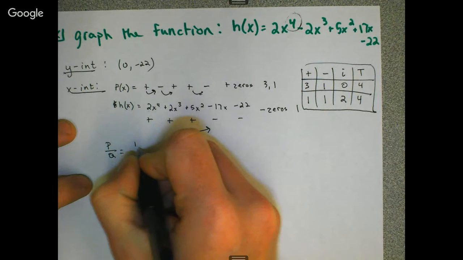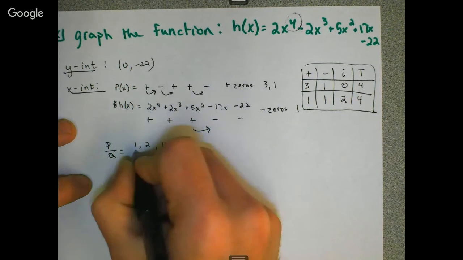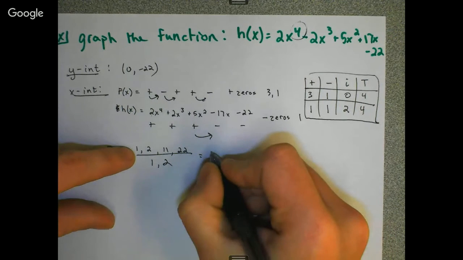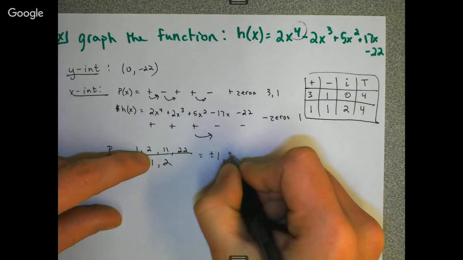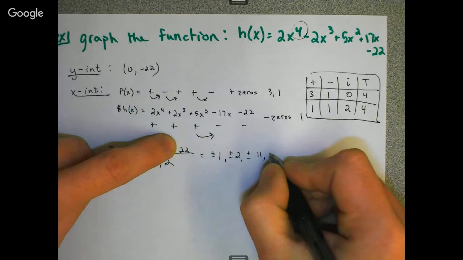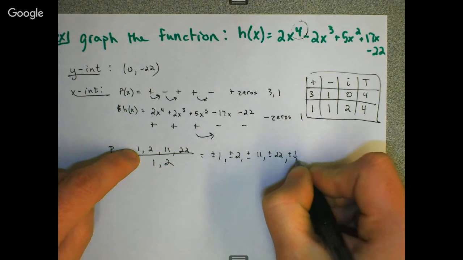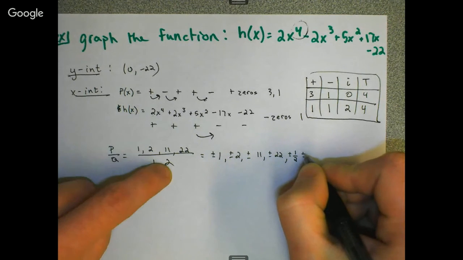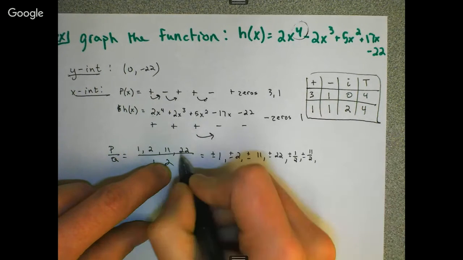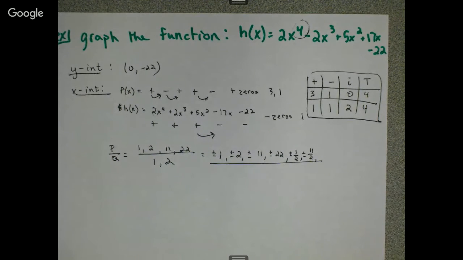That's 1, 2, 11, 22. And factors of 2, 1 and 2. And again, I want plus minus. So we got plus minus 1 over 1, plus minus 2 over 1, plus minus 11 over 1, plus minus 22 over 1. Then we got plus minus 1 over 2, plus minus 2 over 2 is 1, so I don't need to put that again. So plus minus 11 over 2, and plus minus 22 over 2, which is 11. So these are my possible zeros.